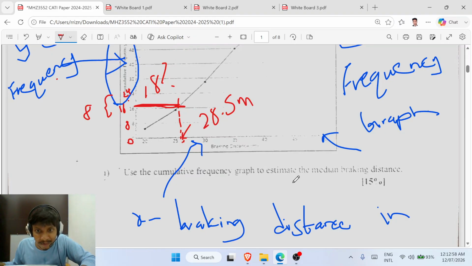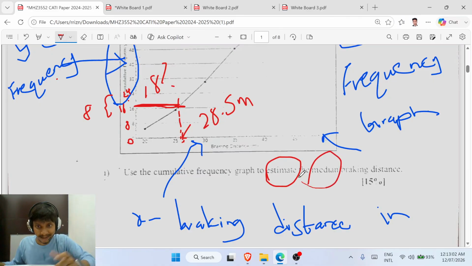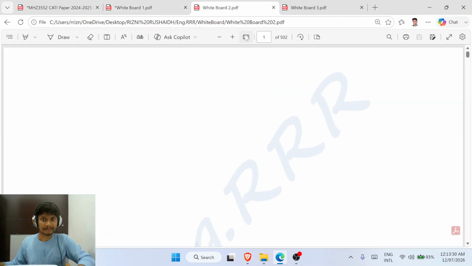Here we have to estimate the median. Estimate means we have to guess the median value. In our example, we just guess like that. Estimate means guess. Estimate the median braking distance. Therefore, we have to estimate the median braking distance. Let's move to the next question.